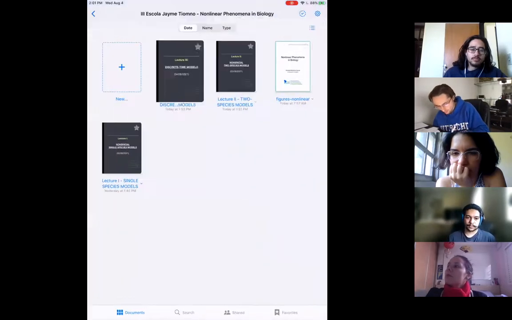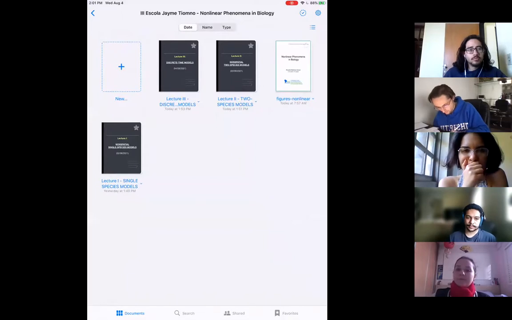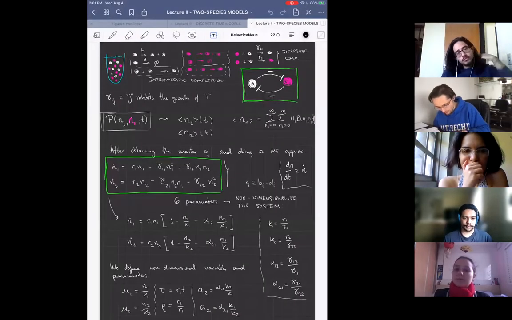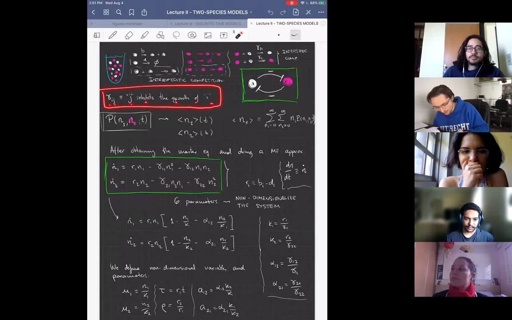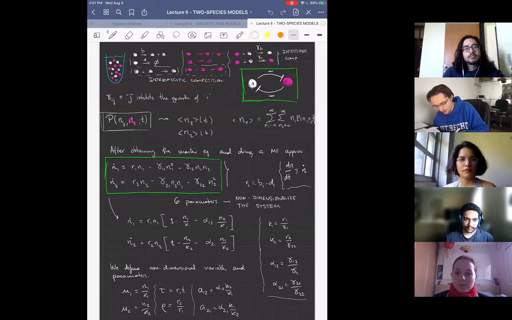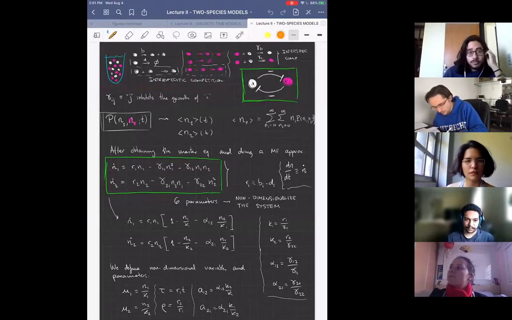Very quickly, so you don't get confused with my bad notation. I told you yesterday, as I was explaining this, that I am always messing things up with the notation. So here I'm saying that gamma ij means that j inhibits the growth of i. And then I said that the white species was 1 and the pink was 2. I don't know, black is probably not the best color to use. So this was 2 and this was 1.